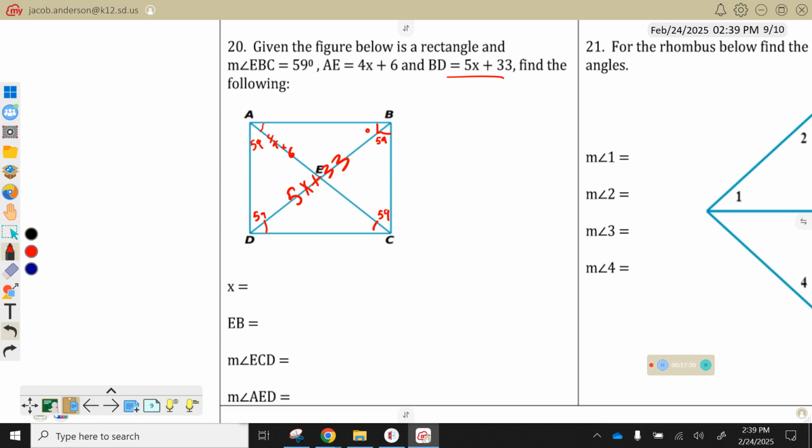And then for the side lengths, 4x plus 6 only goes halfway. That's like a half of a diagonal. So if I doubled it, it would be 8x plus 12. And that I could set equal to 5x plus 33 and solve for x there. Once I solve for x, I can plug it in to find EB, which, by the way, EB is a half of a diagonal if you look at the picture. So I would plug it into our half diagonal over there with the 4x plus 6.